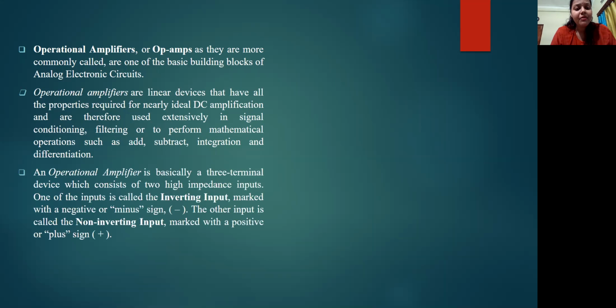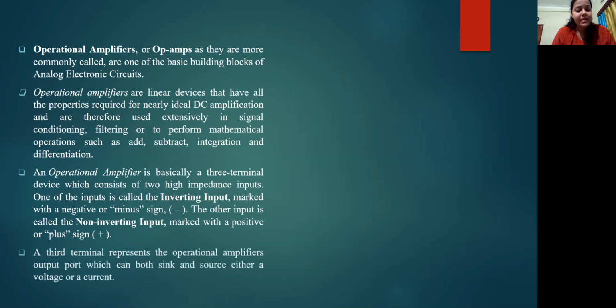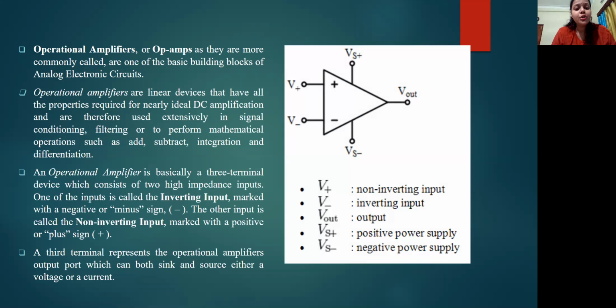An operational amplifier is basically a three-terminal device which consists of two high input impedance inputs. One of the inputs is called inverting and the other one is called non-inverting. Here in this picture you can see the positive symbol is known as non-inverting input, and the negative symbol is known as inverting input. A third terminal represents the operational amplifier output port, which can both sink and source either a voltage or a current.